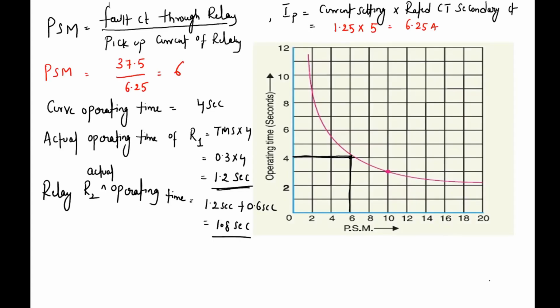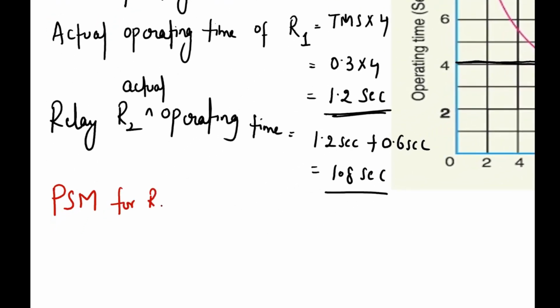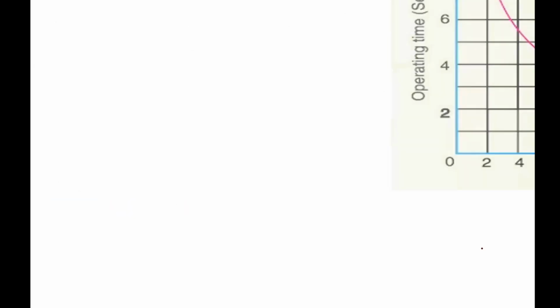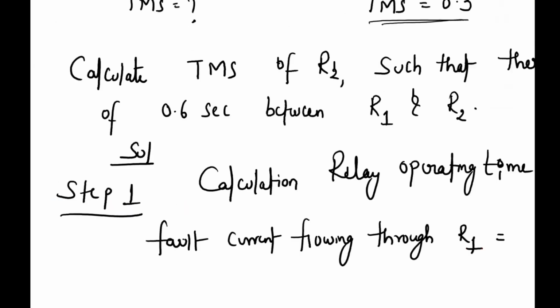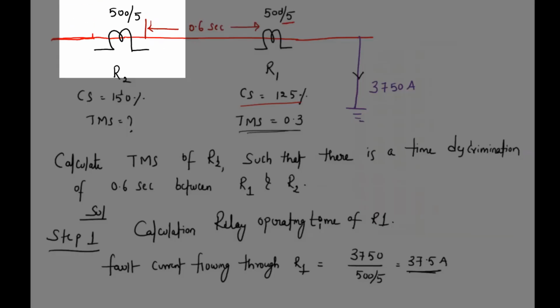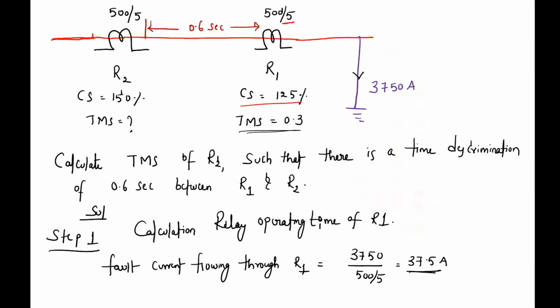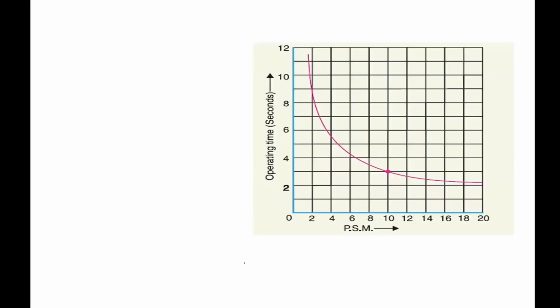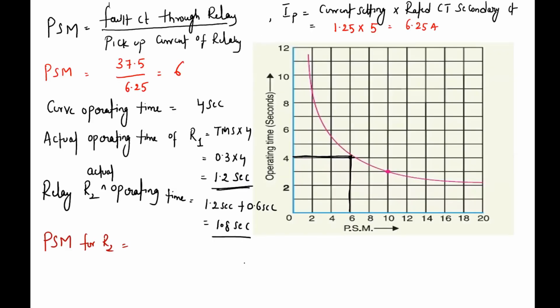So what is the plug setting multiplier for relay R2? Again, the fault current through the relay is the same because both CTs have the same ratio. The fault current through relay R1 and R2 are the same. Why? Because the same fault current is flowing through the CTs. So this value is 37.5.